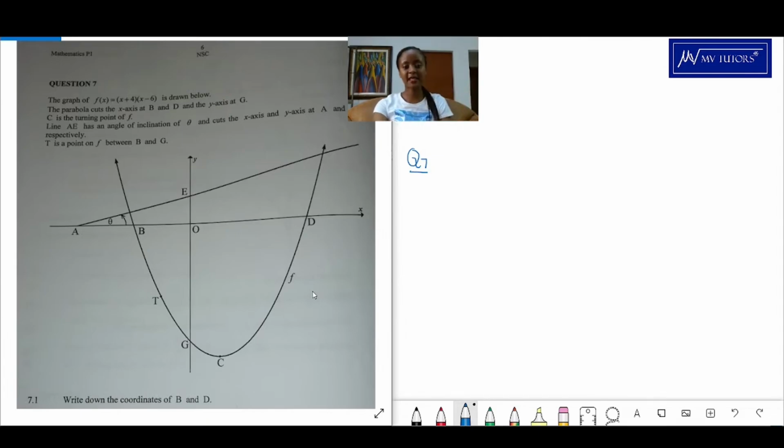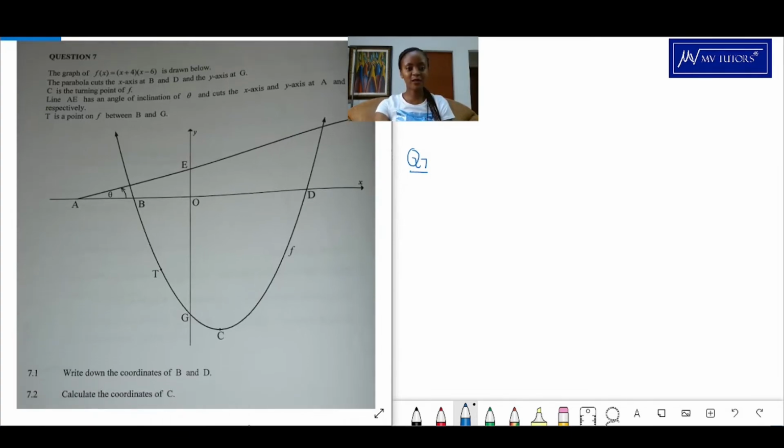We see it, it's actually down there. It's a happy face parabola, so you have a minimum value. If you had a sad face parabola, you would have a maximum value at the turning point. Then it says line AE has an angle of inclination of theta and cuts the x-axis and the y-axis at A and E respectively. T is a point on f. So there is T, which is in between B and G.